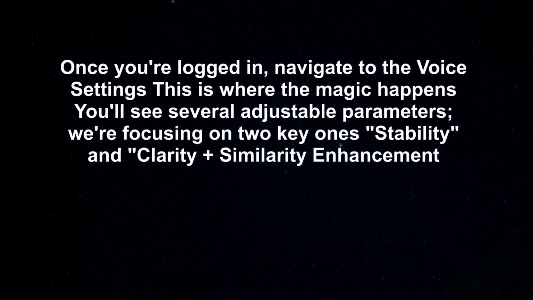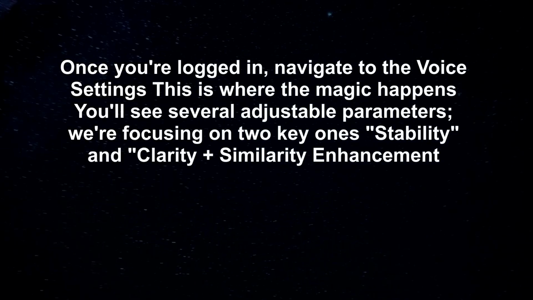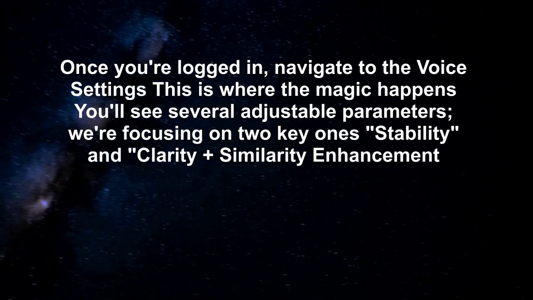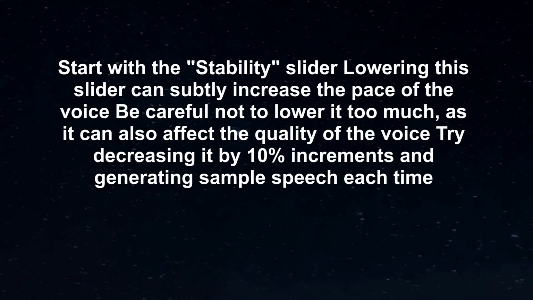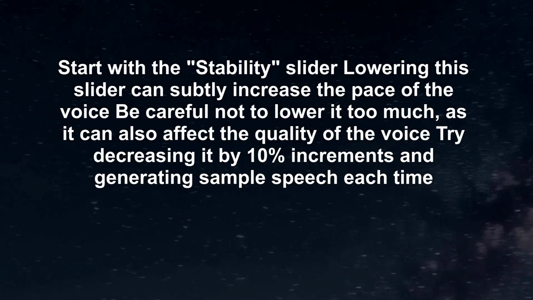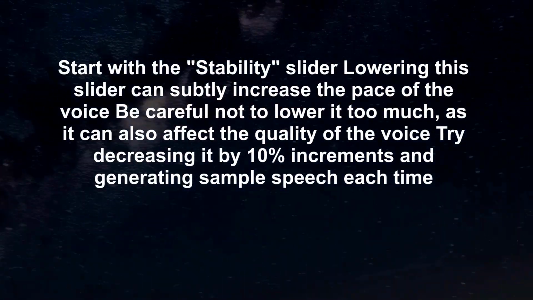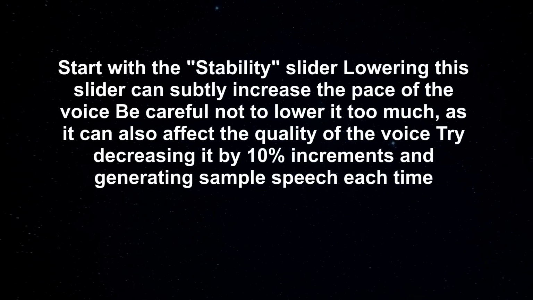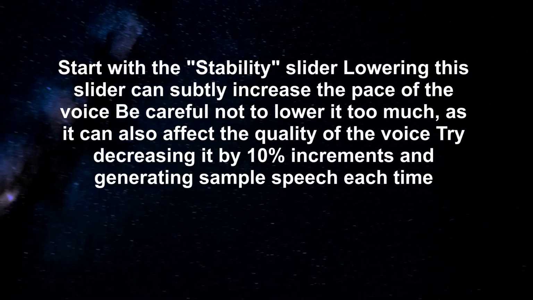You'll see several adjustable parameters. We're focusing on two key ones: stability and clarity plus similarity enhancement. Start with the stability slider. Lowering this slider can subtly increase the pace of the voice. Be careful not to lower it too much, as it can also affect the quality of the voice. Try decreasing it by 10% increments and generating sample speech each time.